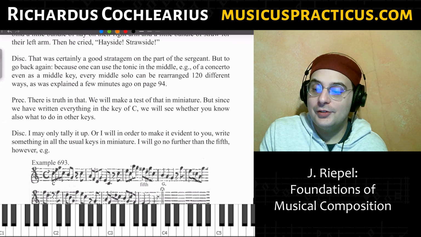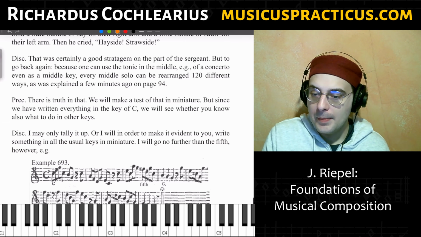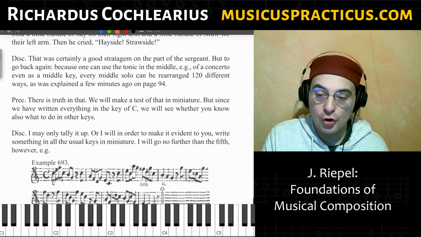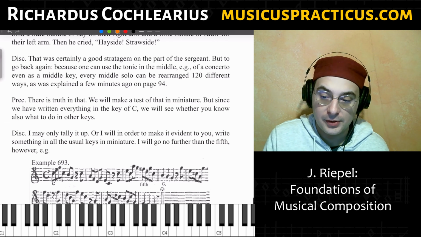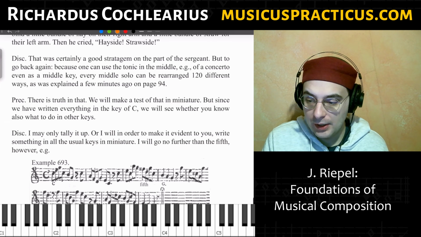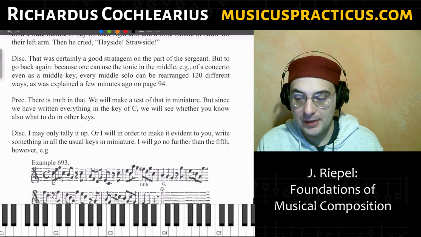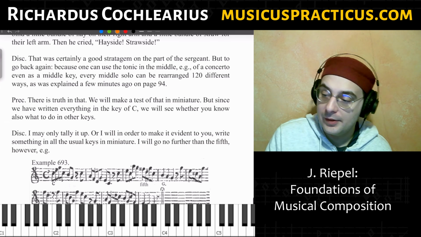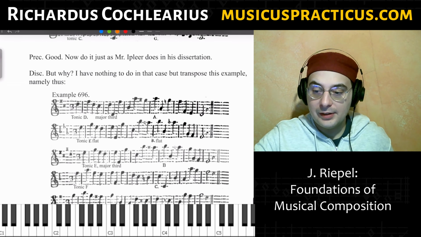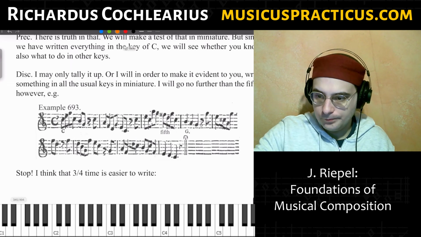We will make a test of that in miniature. But since we have written everything in the key of C, we will see whether you know also what to do in other keys. I will, in order to make it evident to you, write something in all the usual keys in miniature. I will go no farther than the fifth, however. So there is this, and then we should see other examples in D, E flat. Okay, good. Let's see.